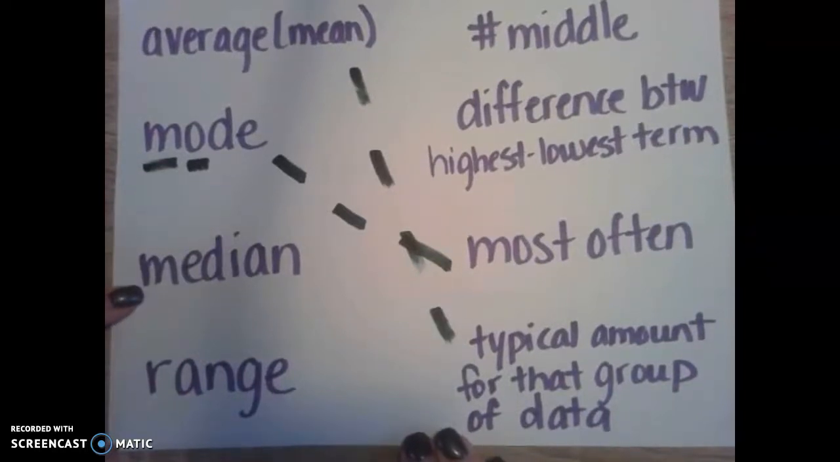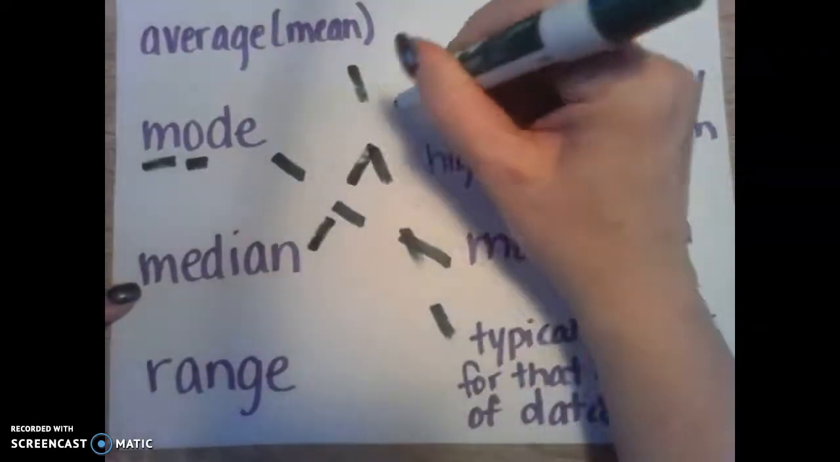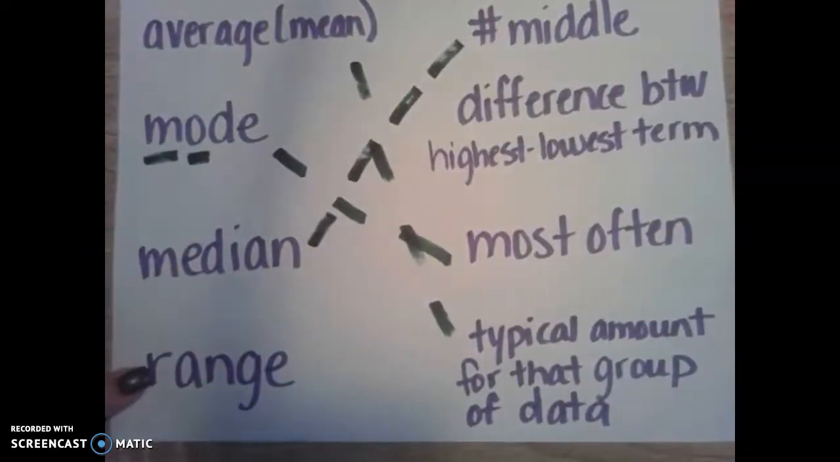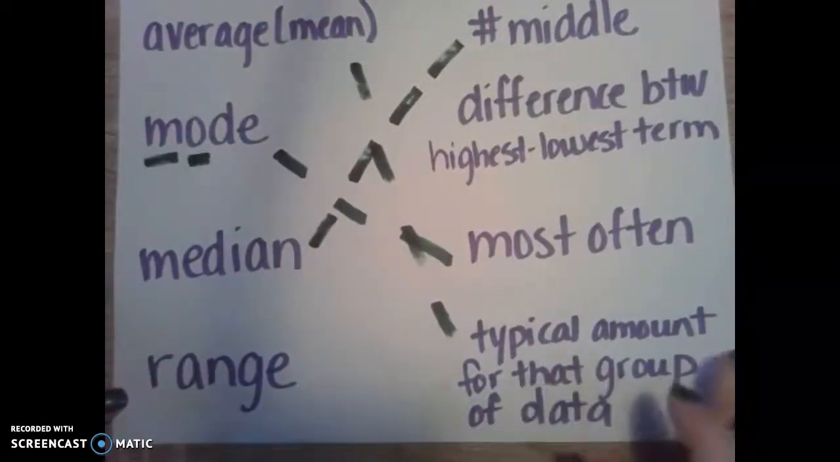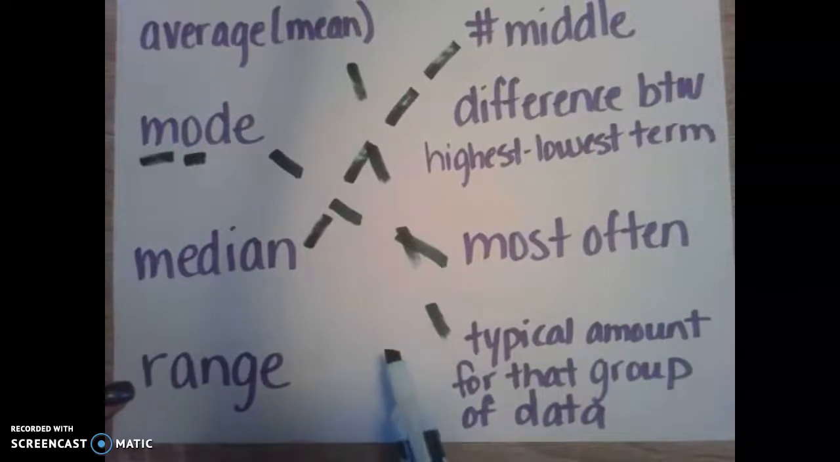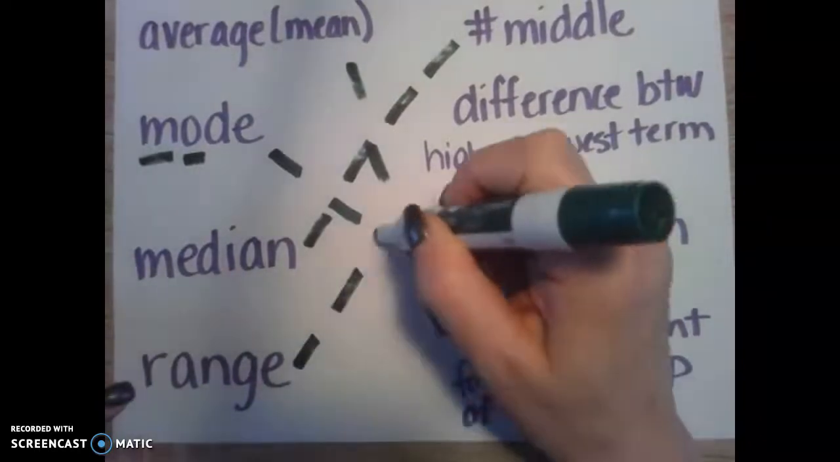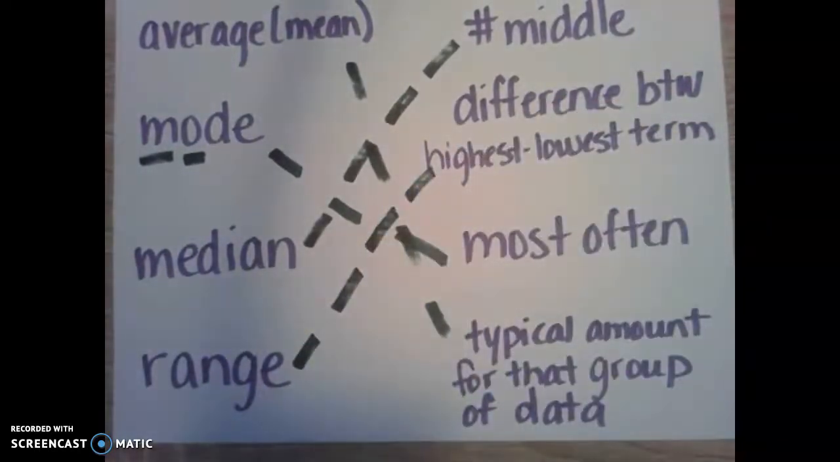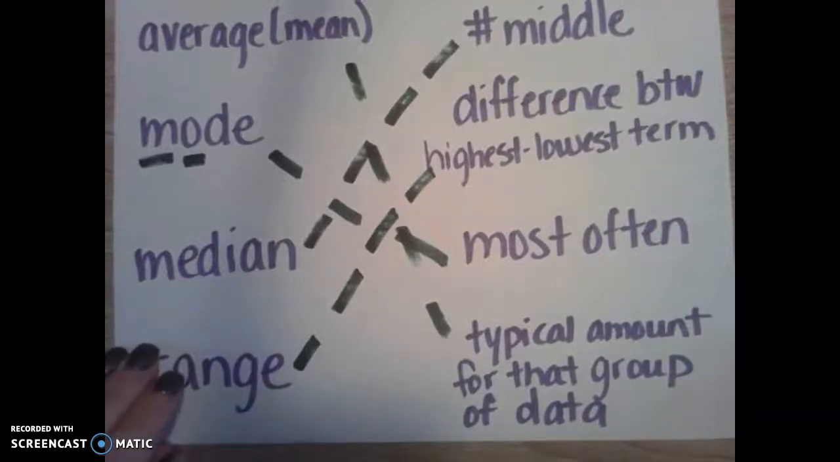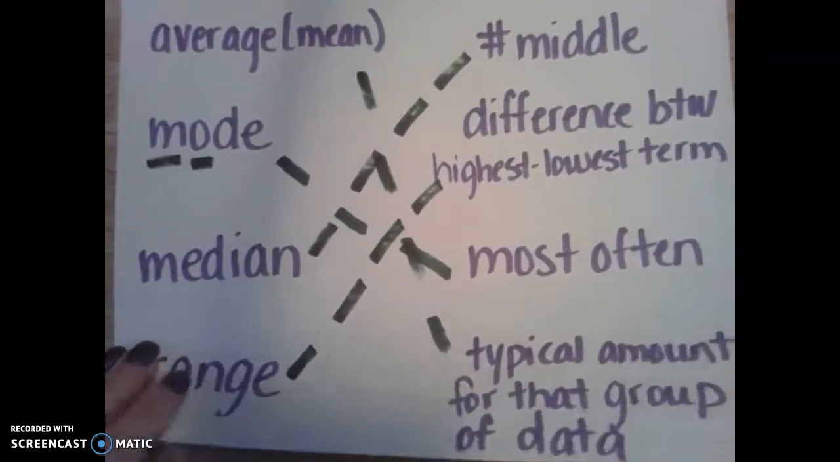Next one is median. Median, like in the middle of a road, runs down the middle, so I know that's going to be my middle number. And last we have range, so let's check that one. We have the difference between the highest and lowest term, which is correct. Great job. Okay, moving on to our actual line plot that we're going to look at today.